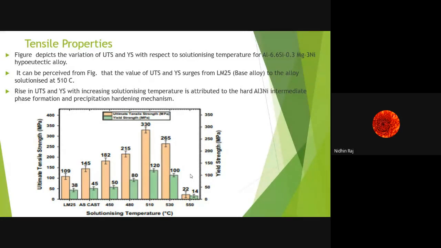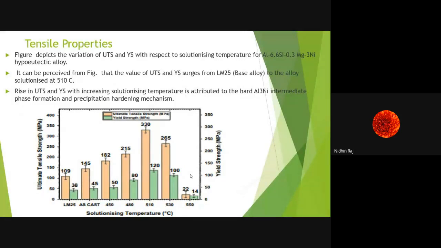Now, clearly from this it can be seen that the value of UTS and yield strength increases from LM25, that is the base alloy, to the alloys solutionized at 510 degrees Celsius. This increasing trend in the present study was found to be in accordance with the studies conducted before for as cast aluminum alloys. The rise in ultimate tensile strength and yield strength with increasing solutionizing temperature is because of the hard Al3Ni intermediate phase that is formed here, and also due to the precipitation hardening mechanism.